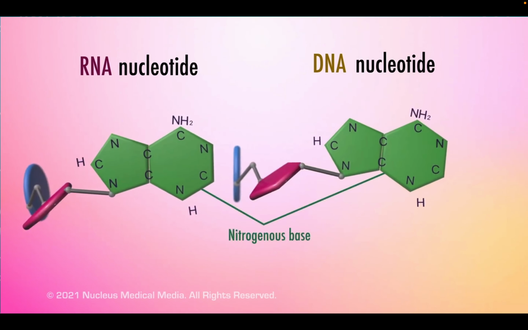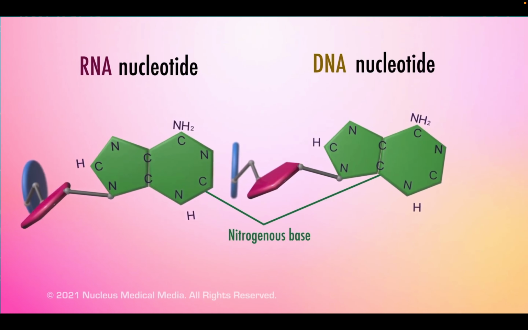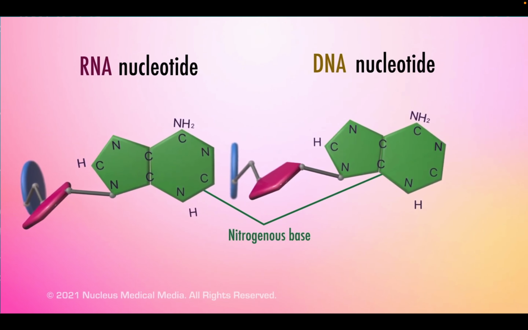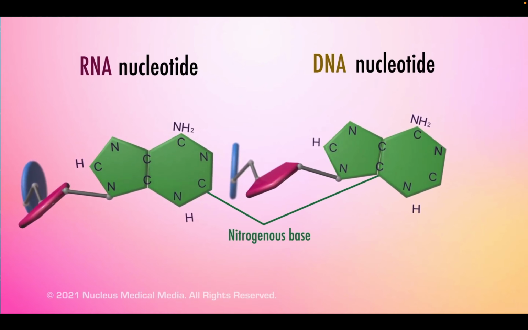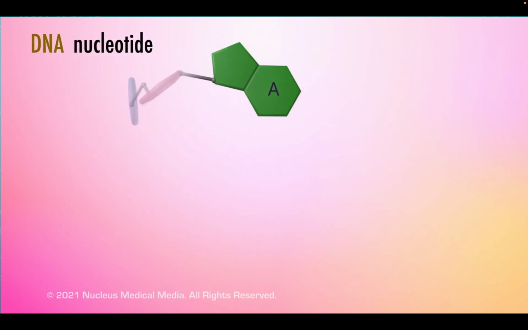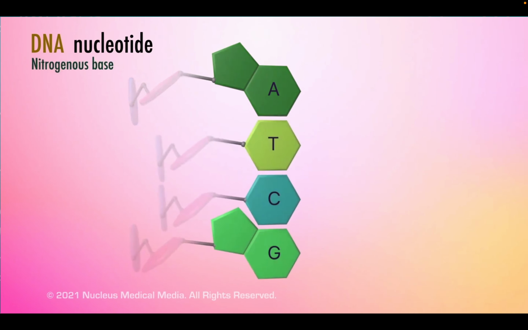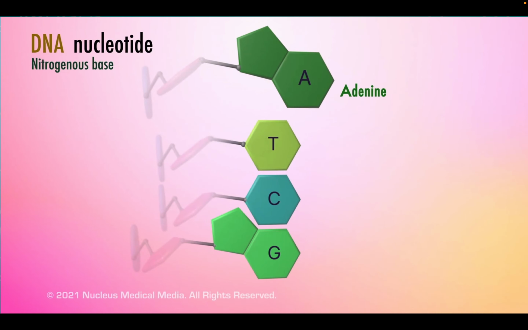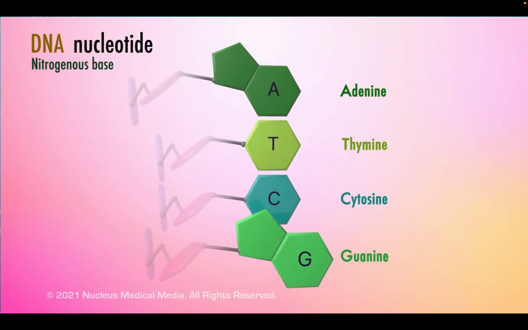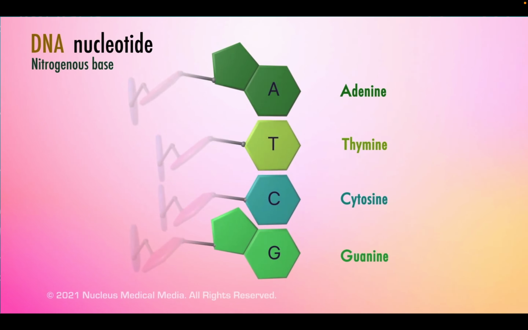The third compound in a nucleic acid nucleotide is a weak base that always contains nitrogen. For this reason, this compound is referred to as a nitrogenous base. The nucleotides in DNA contain one of four possible nitrogenous bases. They are called adenine, thymine, cytosine, or guanine. These bases are usually abbreviated as A, T, C, and G.